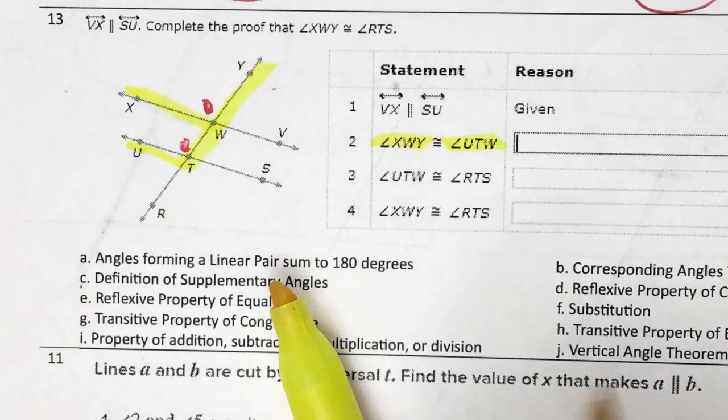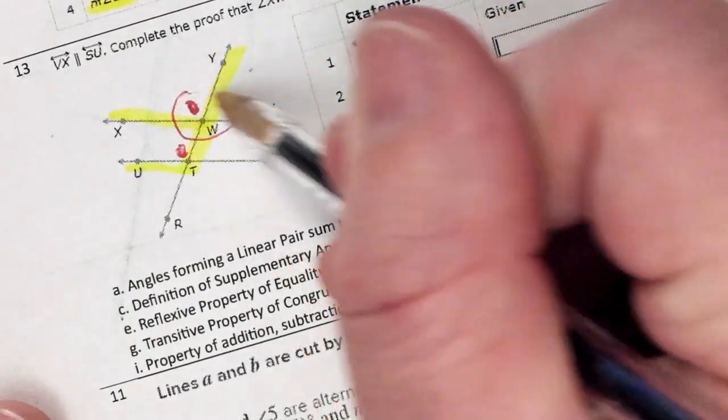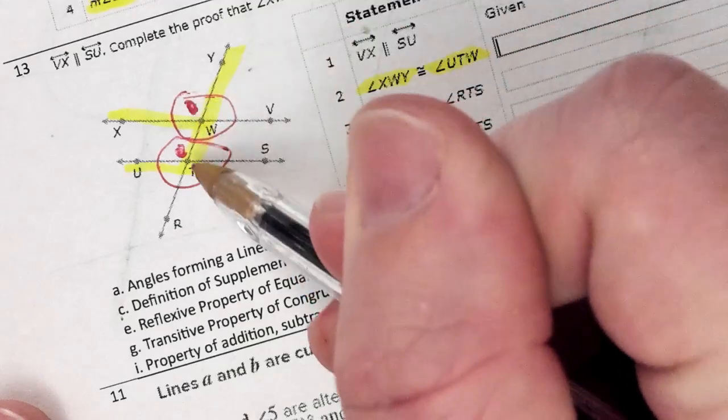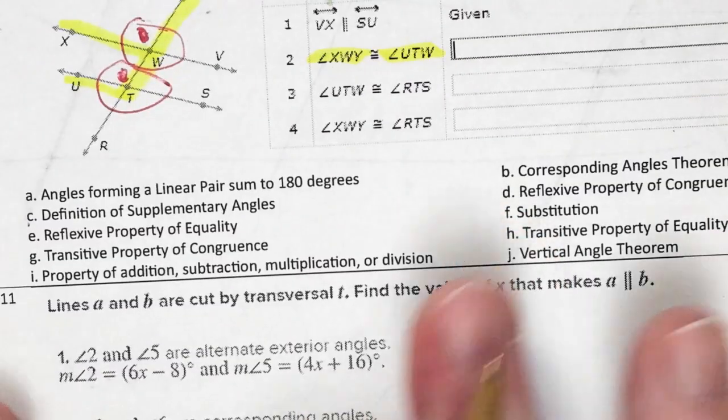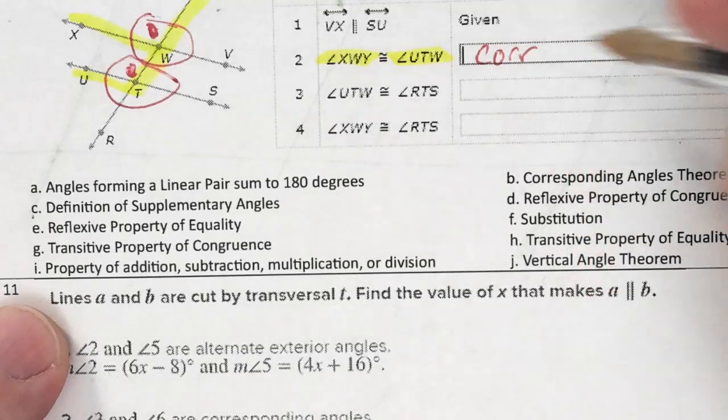What kind of relationship do those have? Well, if we look at the positions of those, that's in the top left, that's in the top left, and that's called corresponding. So corresponding angles, and that was B. So corresponding, and that was B.